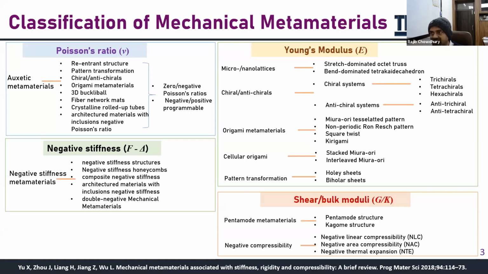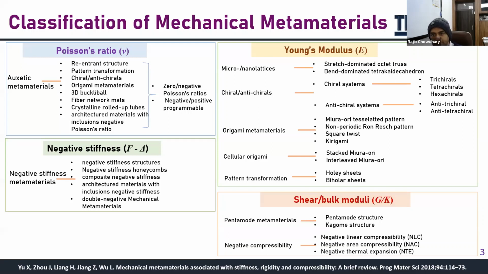Unit cell means, in the microstructure or in micromechanics, we consider a unit cell because we have to make the homogenization approaches or homogenization properties. So the typical mechanical metamaterial is generally characterized by stiffness, rigidity, compressibility, and so on. And I have tried my level best to provide here a wider domain on which many people are now working around the globe.